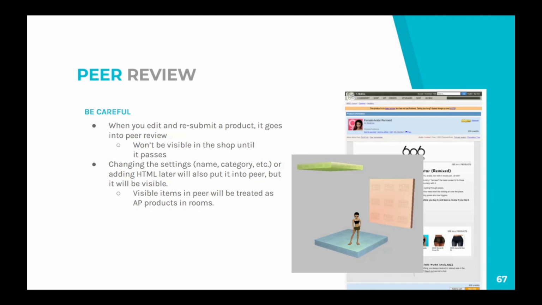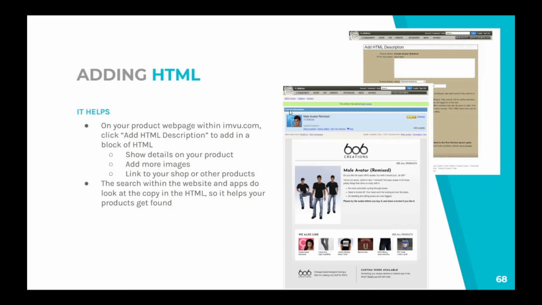Now, when your item passes peer review, you're going to see this nice little green bar show up at the top. Now, this only shows up for you. Your customers will never see that. At this point, if you've done it already or you're thinking about doing it, I would suggest adding an HTML description. You'll find a link at the bottom. I don't show it here.